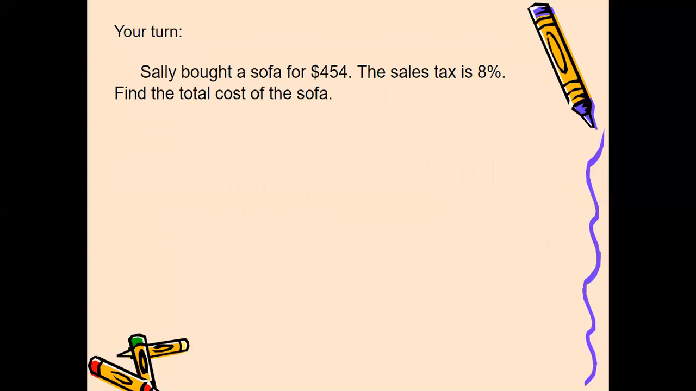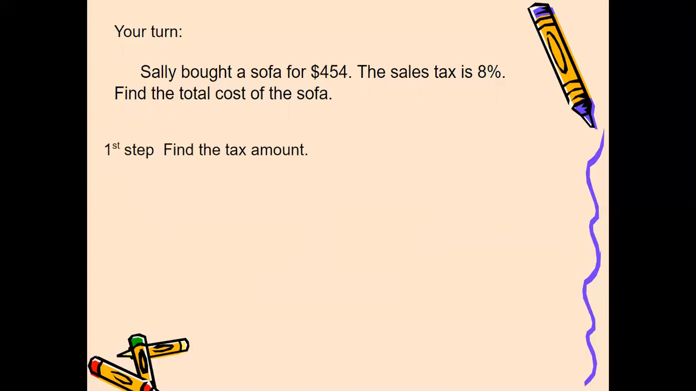Now, we are at the point where we want you to try this on your own. So I'm going to read it. Sally bought a sofa for $454. The sales tax is 8%. Find the total cost of the sofa. At this point, I want you to pause the video and see if you can follow the steps that we outlined to figure out the total cost of the sofa.